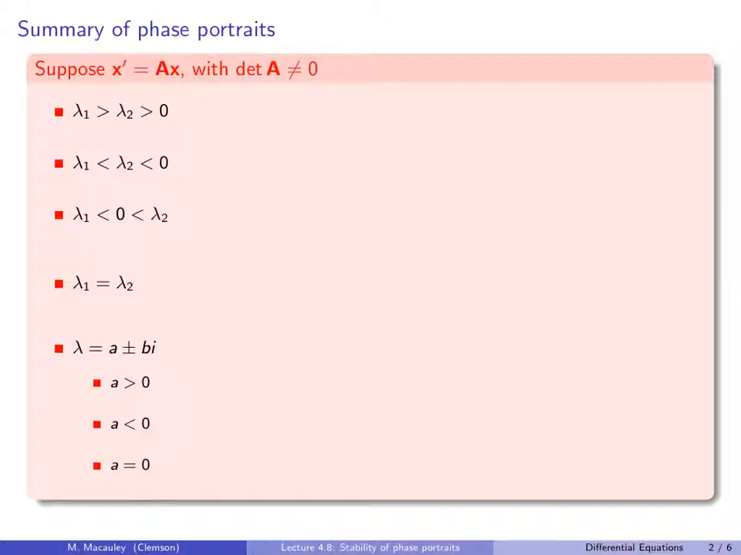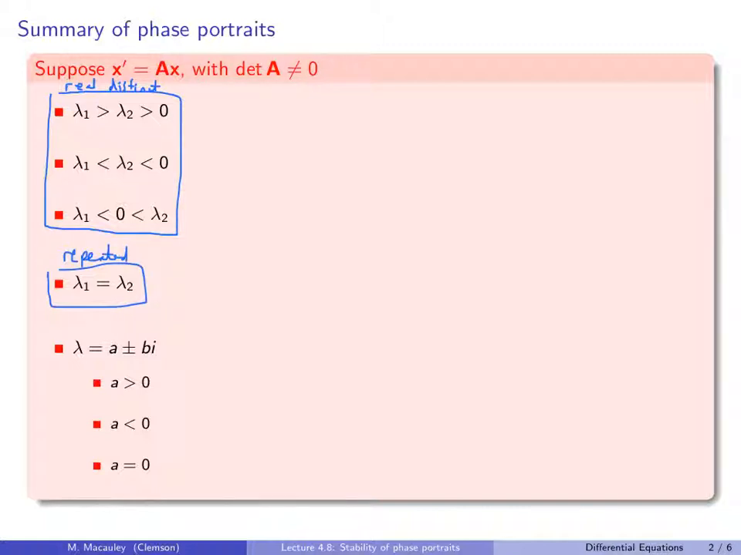First of all, suppose that we have a homogeneous system, x prime equals Ax, and let's say the determinant is non-zero. We'll address the case when it is zero shortly. Then there are three general cases. In the first, we have real distinct eigenvalues. In this case, we have a repeated eigenvalue. And in this last case, this is what happens when we have complex eigenvalues.